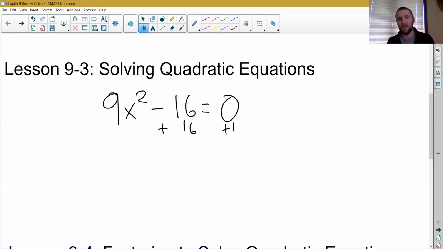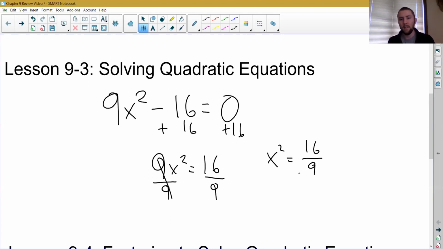I can add 16 to both sides and get 9x squared is equal to 16. I can divide away the 9 and get that x squared is equal to 16 over 9. I'm going to leave that as a fraction because when I square root to get rid of that squared piece on the x, I can do the square root of the top and the bottom separately. The square root of 16 is 4. The square root of 9 is 3.